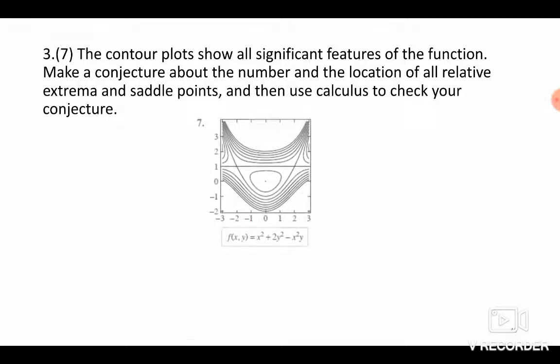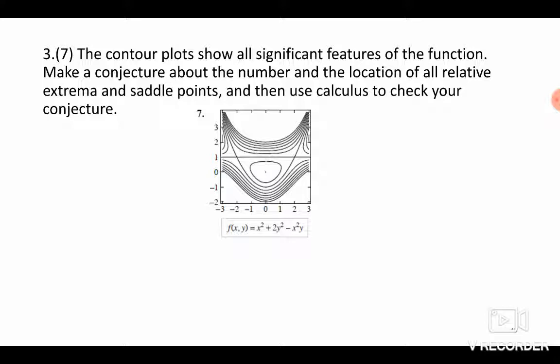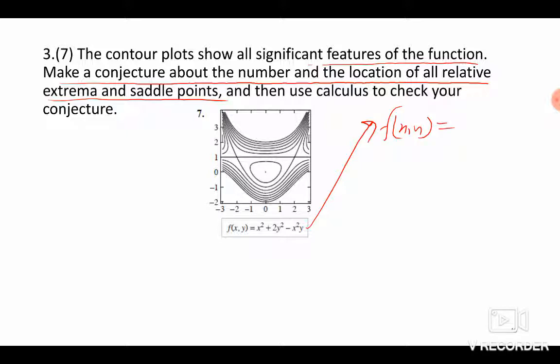Next, this contour plot. There are many contours. Show all significant features of the function. Make a conjecture about the number and the location of all relative extrema and saddle points, and then use calculus to check your conjecture. If you look at this graph, the function is given here: x square plus 2y square minus x square y.